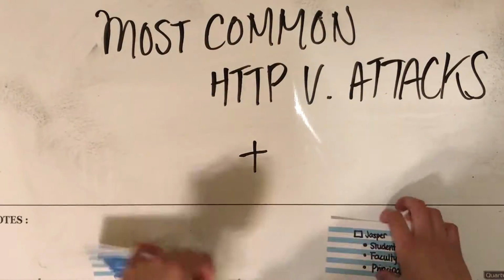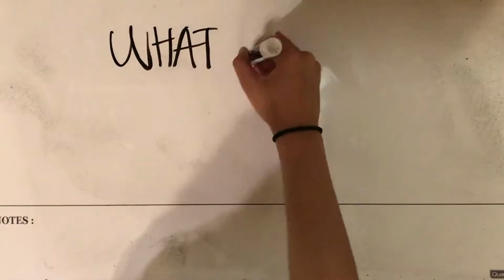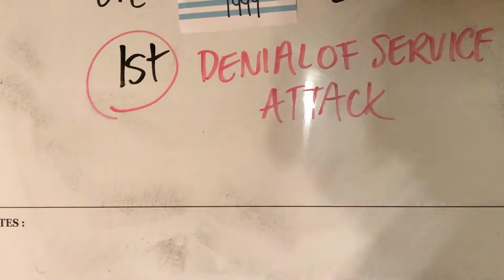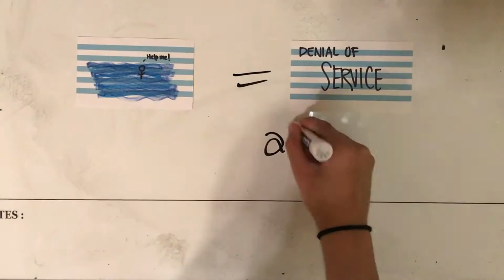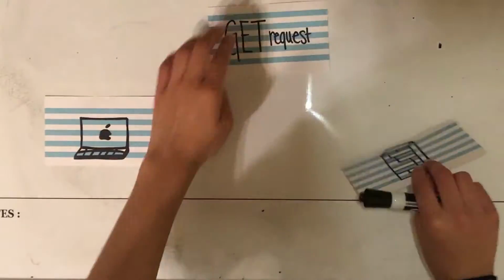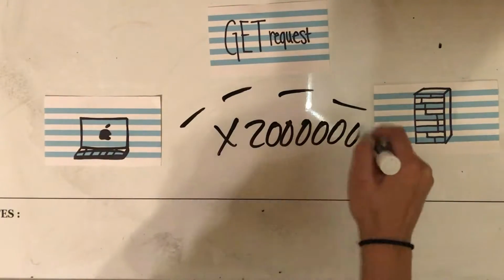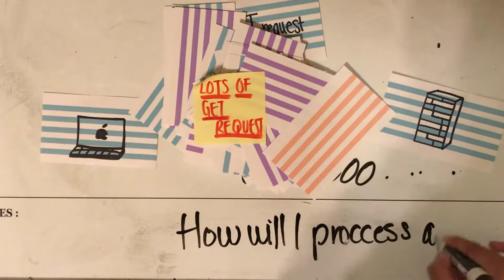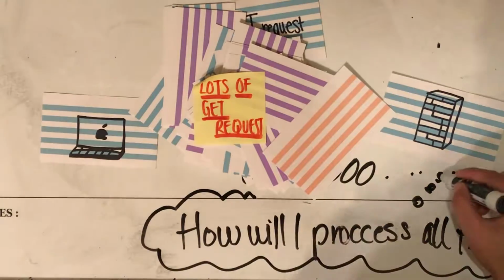What are flooding attacks? On June 3, 1999, the first denial of service attack happened between an Apple Mac machine and an Apache HTTP server. Flooding attacks lead to denial of service attacks and follow this sequence. Lots of HTTP GET requests are sent from a machine to an HTTP server. The server will not be able to process all of these requests, using up all the resources. This will lead to the server being in a denial of service.